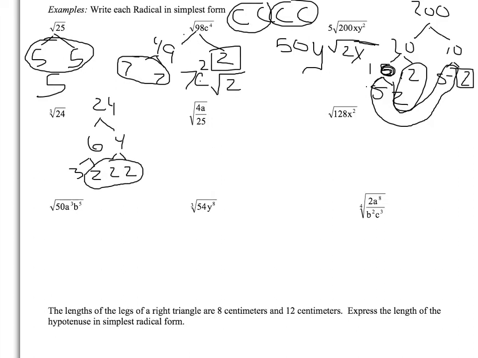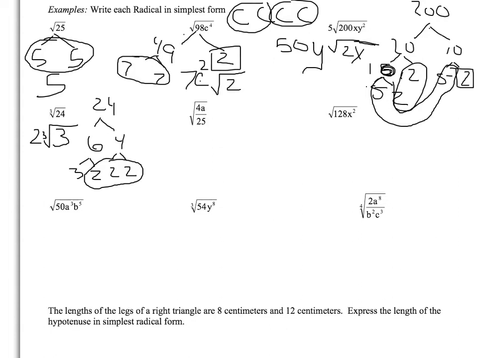So I have 3 2s. That means now I'm going to have a 2 on the outside. And instead of writing a square root, I have to write a little third root. So I'm going to write that little 3 again. And then I am left with a 3, so that goes underneath the radical.